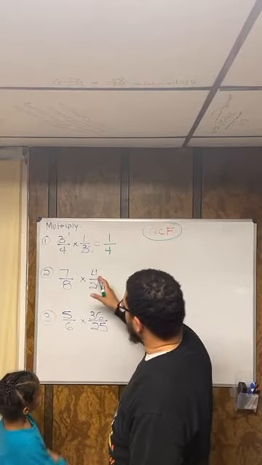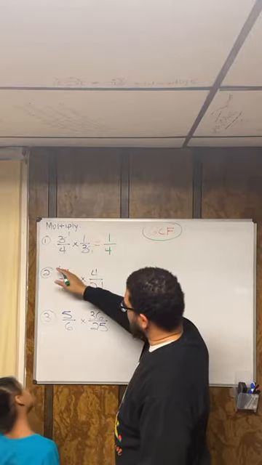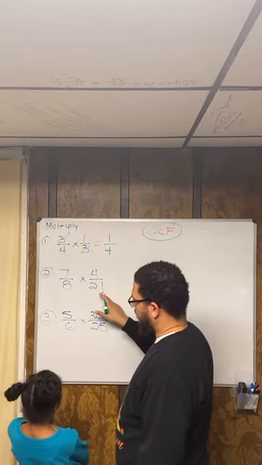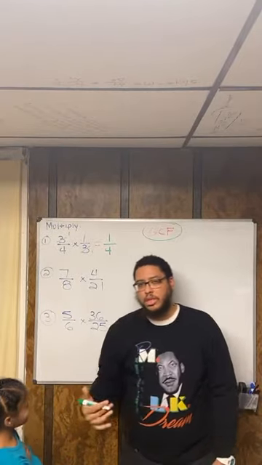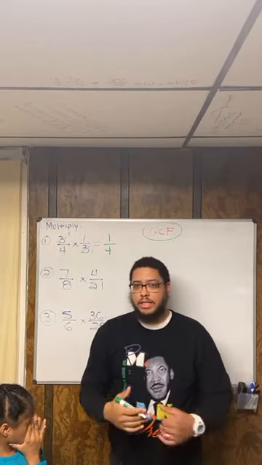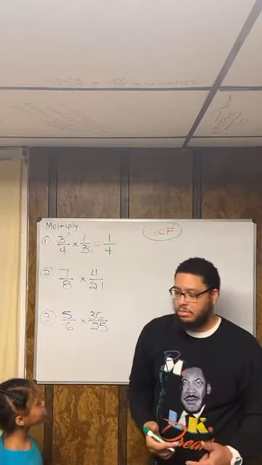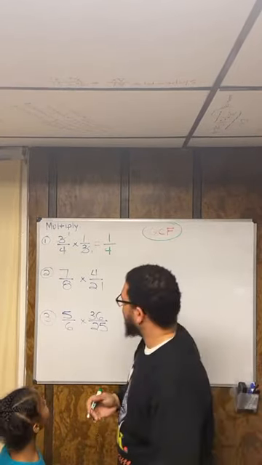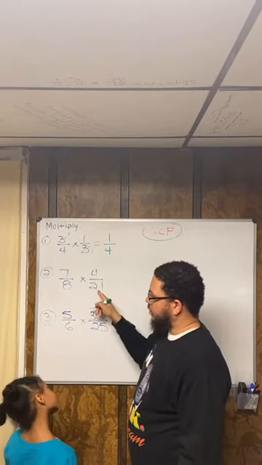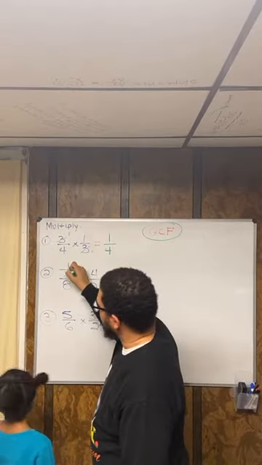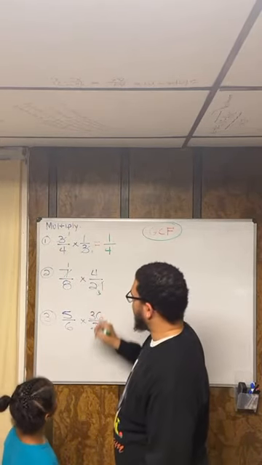What we want to do is cross cancel. I look at this diagonal. I got a 7 and a 21. I need to ask myself, what is the GCF of 7 and 21? The biggest number that divides into 7 and 21 is 7, right? So I need to divide this by 7, and I need to divide this by 7. Now, 7 divided by 7 is going to be 1, and 21 divided by 7 is going to be 3.